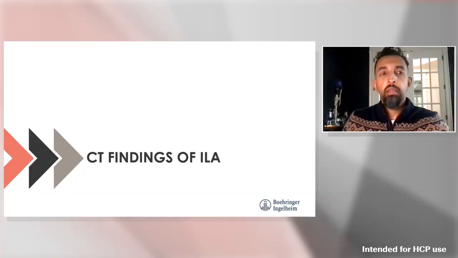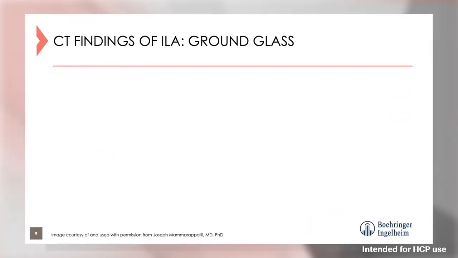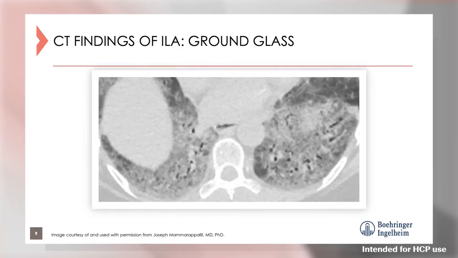So we briefly talked about some of the CT findings that can be seen with interstitial lung abnormalities. Well, now let's actually show you the CT findings that we see with ILA. So the first CT finding that we talked about with ILA is the presence of ground glass. So what exactly are we talking about when we describe ground glass opacities? Well, ground glass opacities are nicely shown here in this examination. This is a cross-sectional examination of the lung bases where we see ground glass opacity in both the left lower lobe and the right lower lobe.